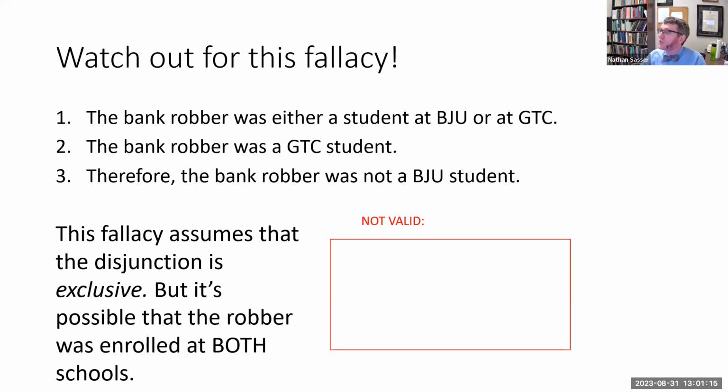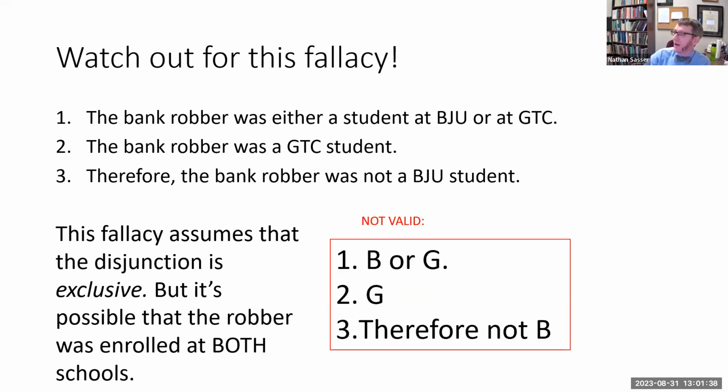Because the bank robber could have been duly enrolled at both institutions. The fallacy assumes that this disjunction is exclusive, as if it's got to be one or the other and can't be both. But again, you have to assume that the disjunction could be inclusive, could be both. So this is not a valid argument form: B or G, G, therefore not B. That's different from the disjunctive syllogism, which said B or G, not G, therefore B. It's all about where the not goes.